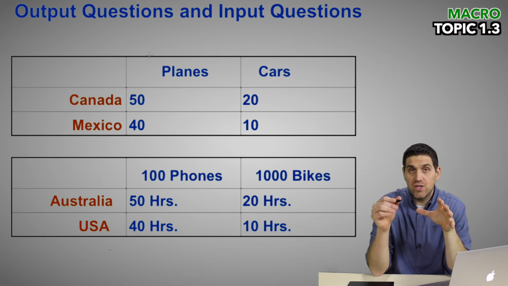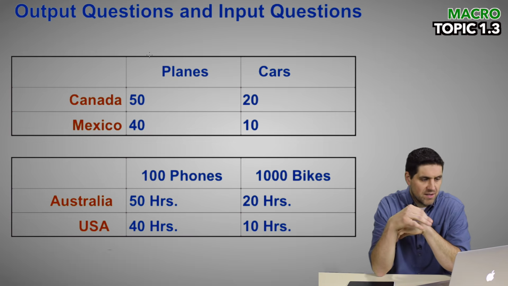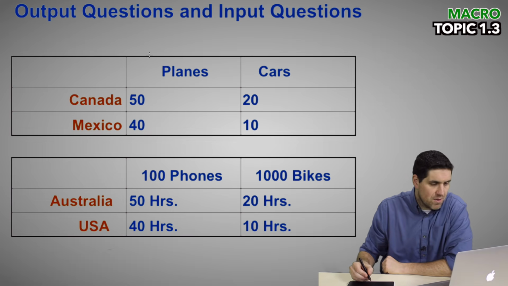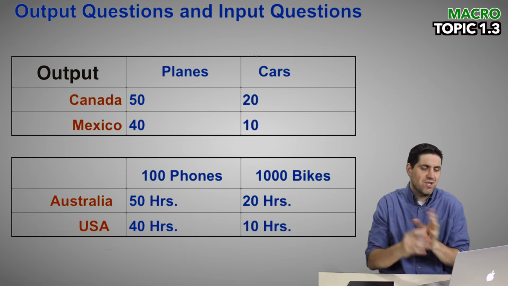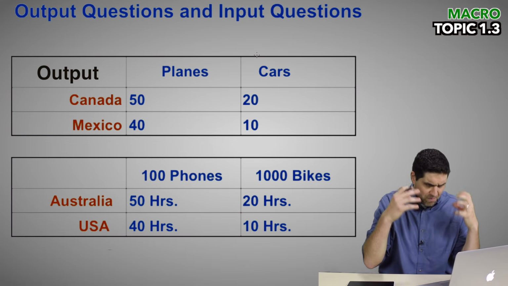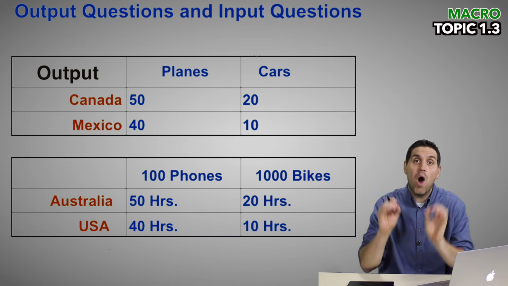Now there's 2 different types of questions. There's output questions and there's input questions. So for this one, we've got Canada, Mexico. This is number of planes they can produce right here, and this is the cars they can produce. So planes and cars. This is going to be an output question. Now on a test question, they would give you more information. They'd say, oh, this is the number of planes and cars that Canada and Mexico can produce. But I'm just setting it up. That's the idea of an output question.